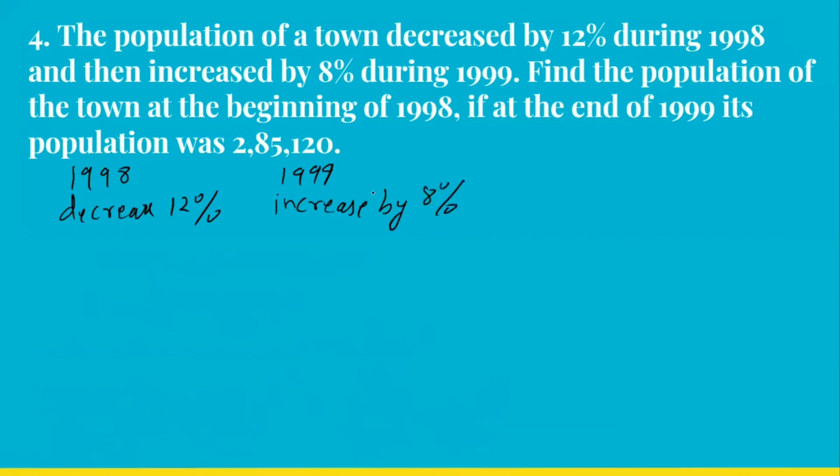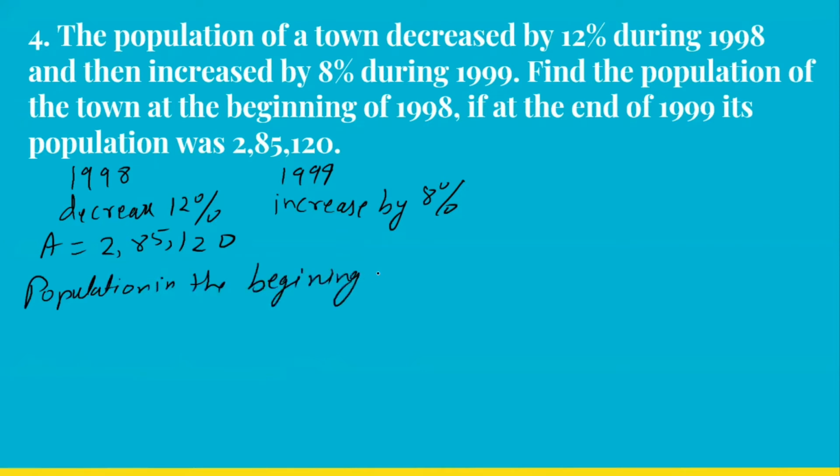And the final amount, that is the total final population, let us take that as A, which is 2,85,120. So let us find the population in the beginning of 1999. Let us take that as P. So we get A is equal to P in bracket 1 plus R upon 100 raised to N. N is equal to 1 here because we are finding for 1 year.